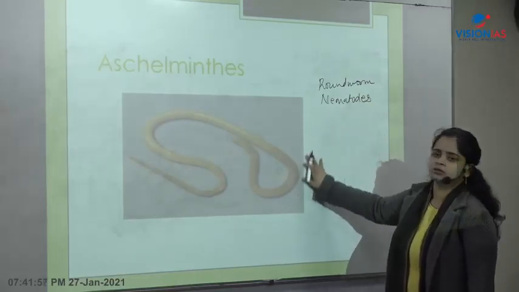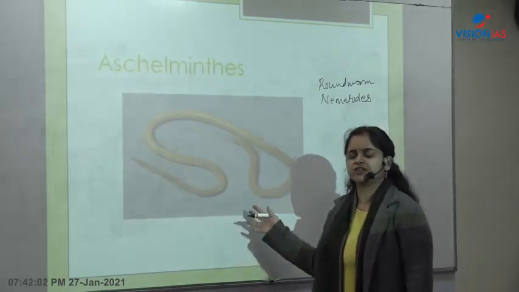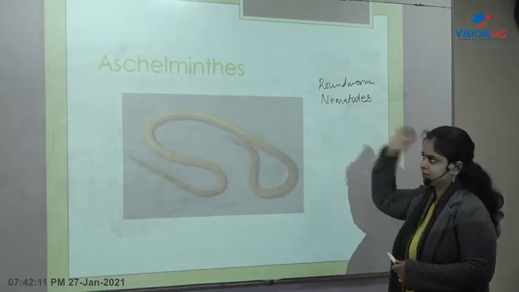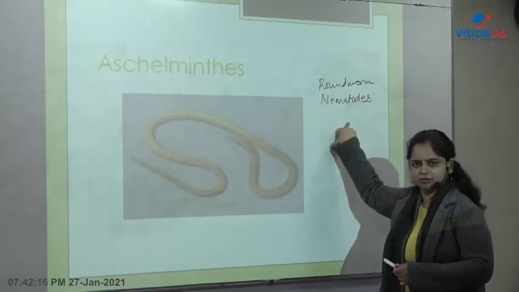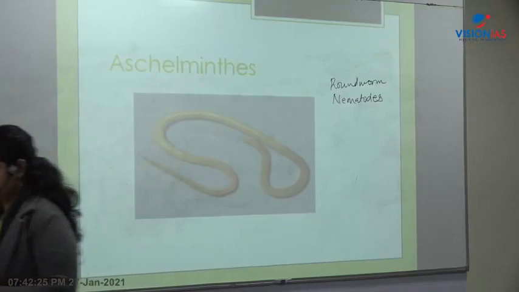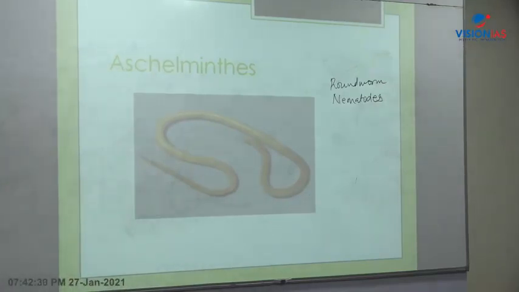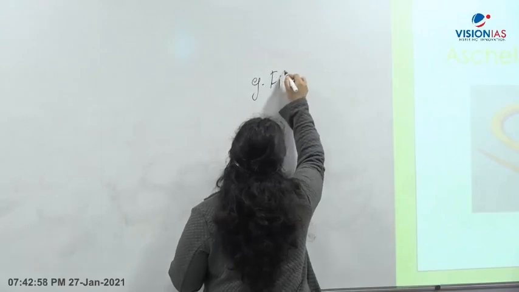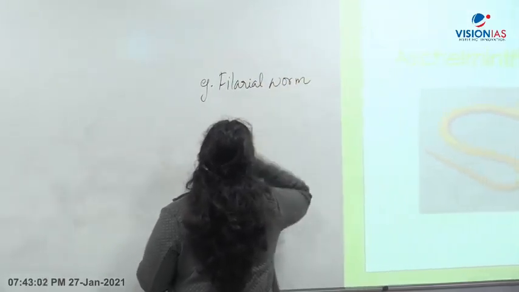The special significance of this also is that it can cause a lot of diseases. So they are very important for causing different diseases. So write this down first, then we will write examples. There are a lot of relevant examples in this. Aschelminthes, roundworm or nematode. Their body is circular in cross section, and the sexes are separate. Now write down the examples.